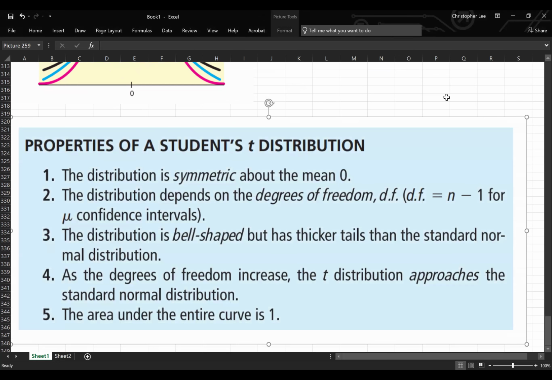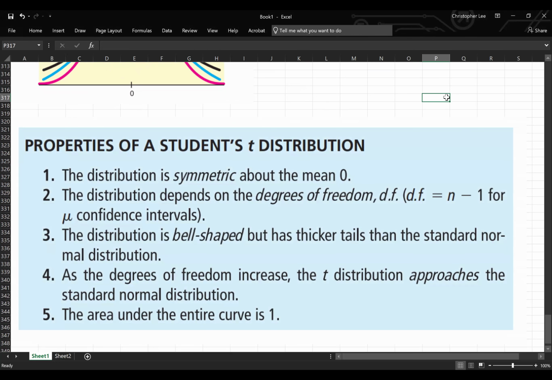So, properties of a student t distribution. The distribution is symmetric about the mean zero. The distribution depends on the degrees of freedom, right? So df, and the formula for df is n minus one for a population mean mu confidence interval. The distribution is bell-shaped, but has thicker tails than the standard normal distribution. As the degrees of freedom increases, the t distribution approaches the standard normal distribution, and the area under the entire curve is 1.